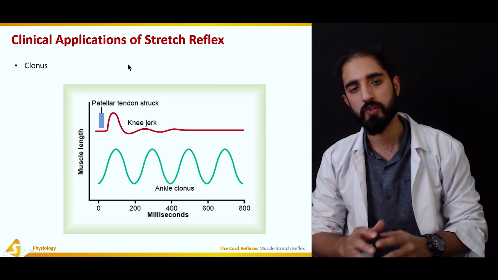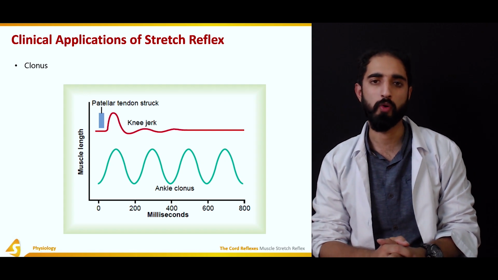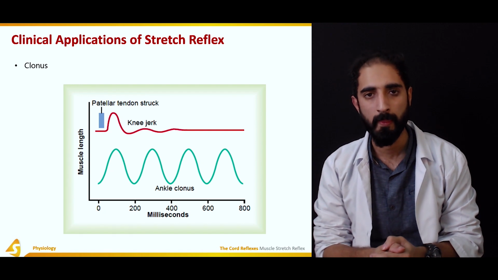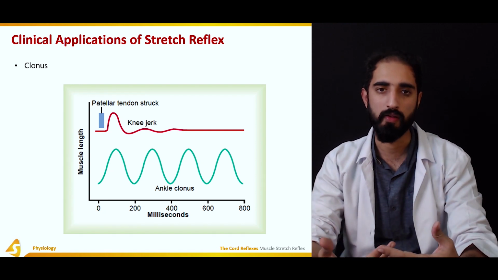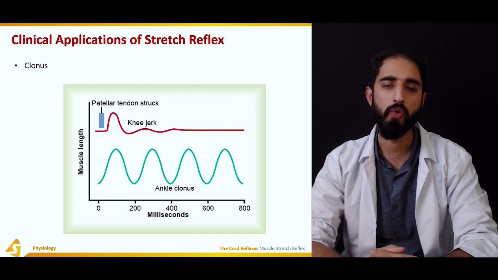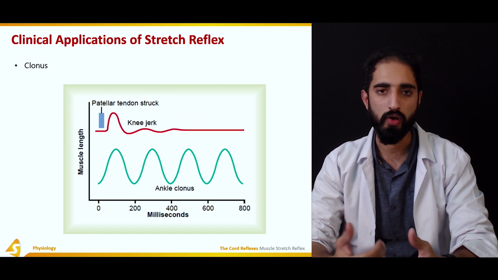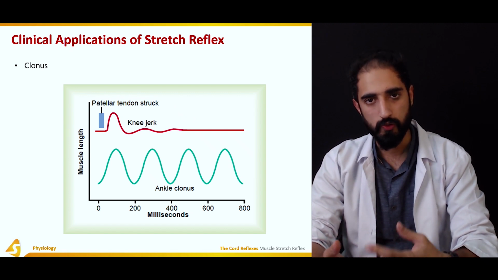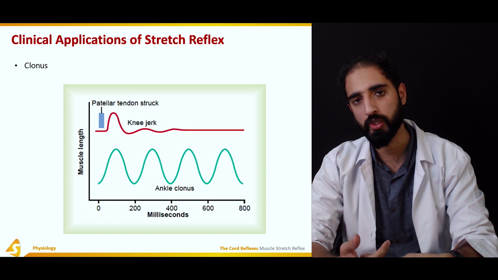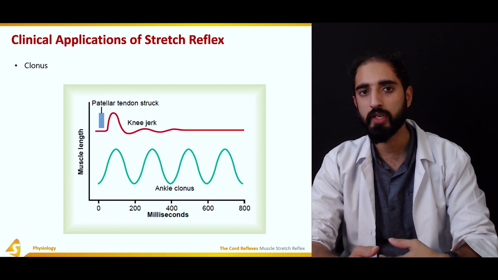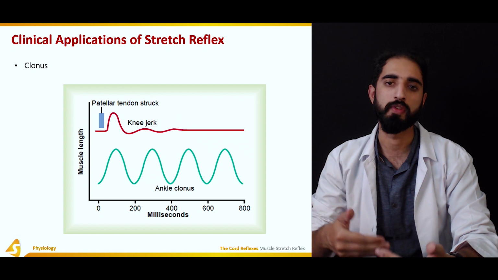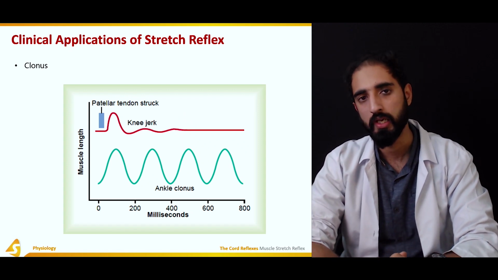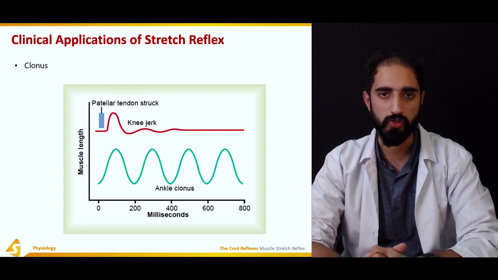Another clinical application of the stretch reflex is clonus. For example, let's suppose someone is standing on a stair in such a way that when he relaxes himself, his ankles go into dorsiflexion, and there is a stretch on the gastrocnemius musculotendinous unit. Because of that stretch, the muscle contracts reflexively because of the muscle spindle stretch reflex, and the person goes from dorsiflexion to plantar flexion.